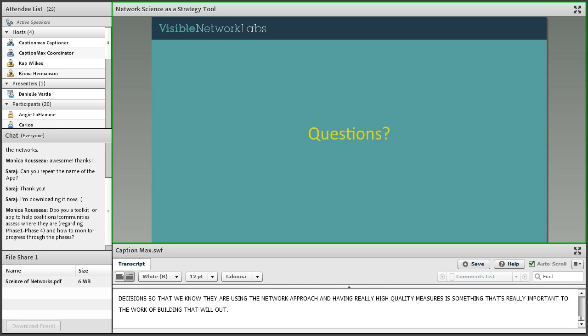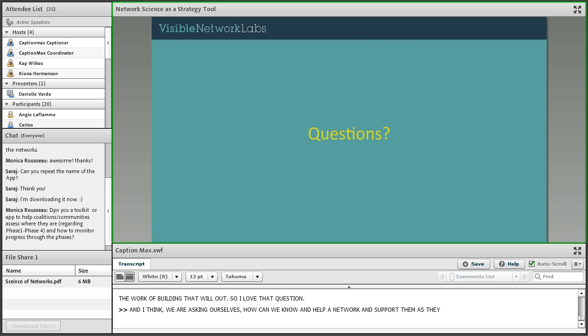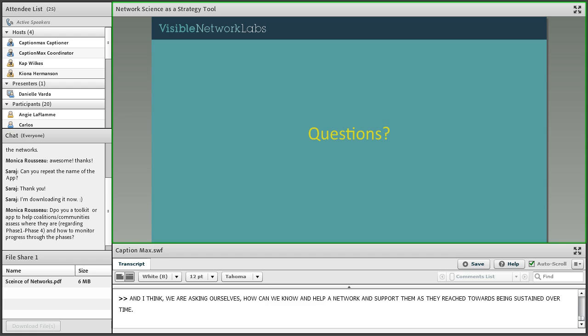So your question, Cap, is at the heart of what I think is important for us, which is making sure that when we do this kind of data collection, it's leading to learning and outcomes that we can report and also make decisions around, so that we know that we're using this network approach in the most strategic way. So the value of having really high quality measures has been something really important to the work of building that tool out as well. So I love the question.